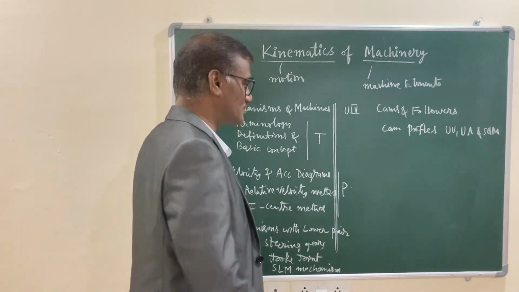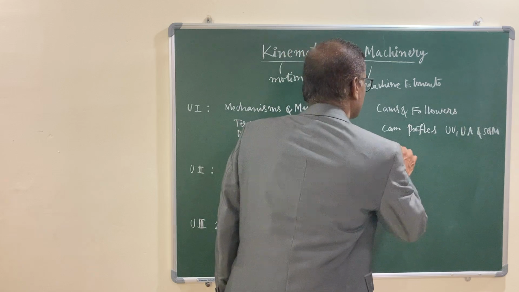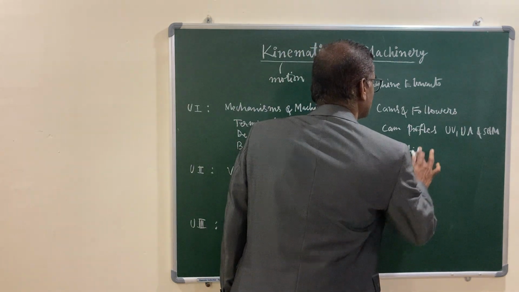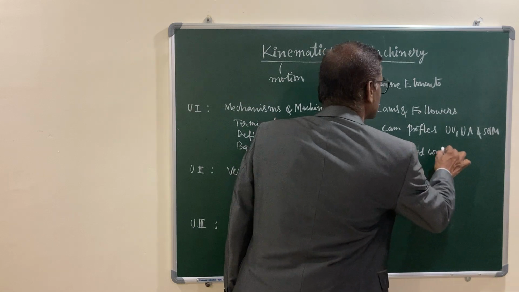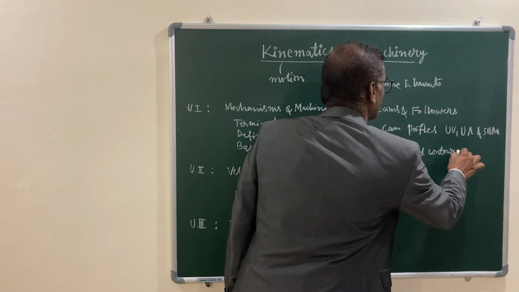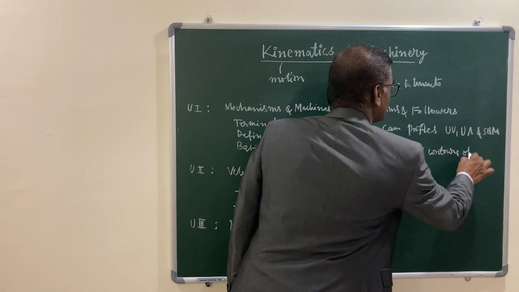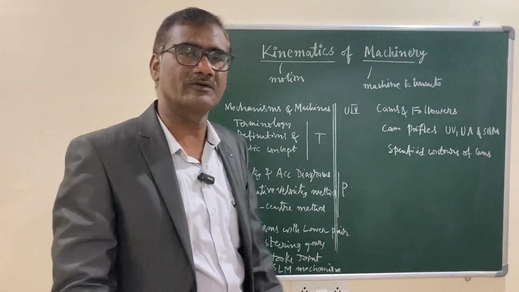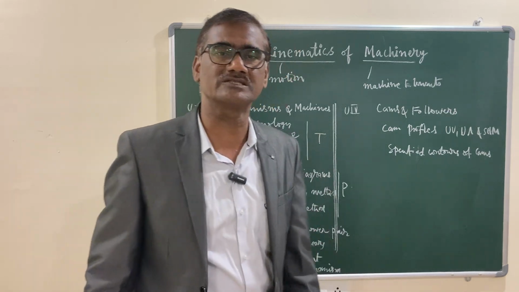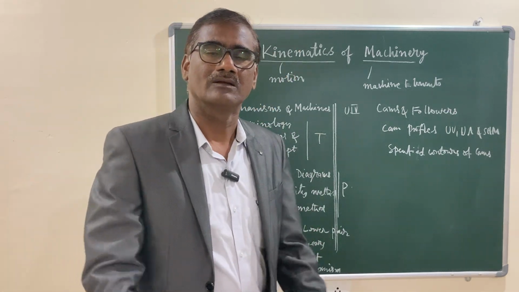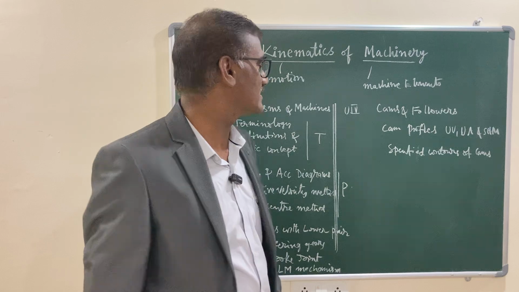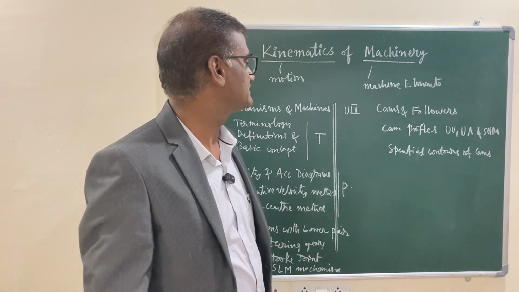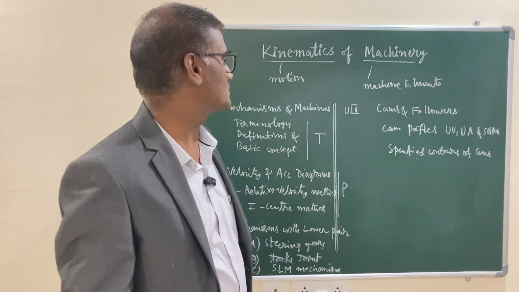Apart from that, you are going to analyze the specified contours of cams. The other way, that means you are given the cam profile, which is in the simplest form, maybe a combination of circular arcs and straight lines, and you are analyzing it for velocity and acceleration. That is what specified contours means.